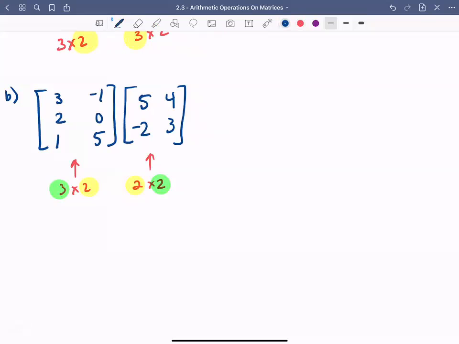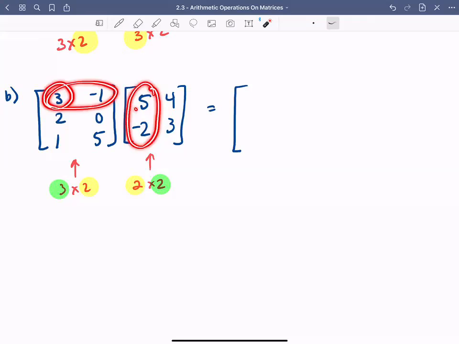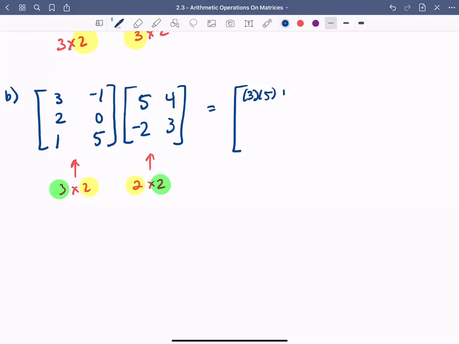I'm going to start you off, and then I'm going to have you pause it and do it on your own. So the first thing I'm going to do is find my first row and my first column, so the entry of my first row and my first column. I'm going to take my first row times my first column. So it's 3 times 5, plus -1 times -2.